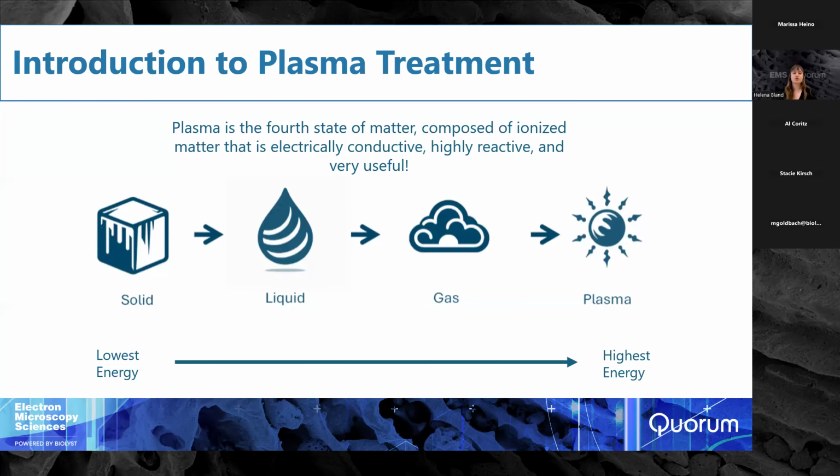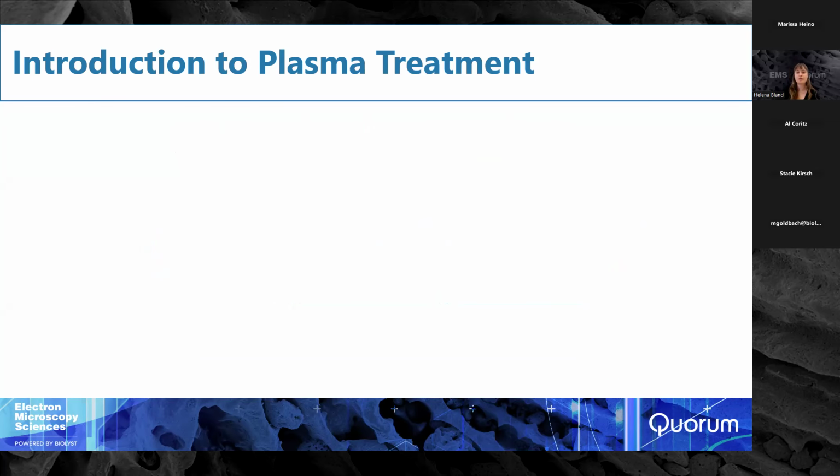So just to introduce you to plasma. Plasma is our fourth state of matter, and it's composed of ionized matter that is electrically conductive and highly reactive. And for us, it's very, very useful. If we think about a plasma treatment system, this is a representation of a chamber. Our chamber will be attached to a vacuum pump, so we'll put that chamber under vacuum, and then we'll have a gas inlet. Some systems can have single inlets, so we're just putting one gas through the system, and some systems can have dual gas inlets, but for this diagram, I've only drawn one.